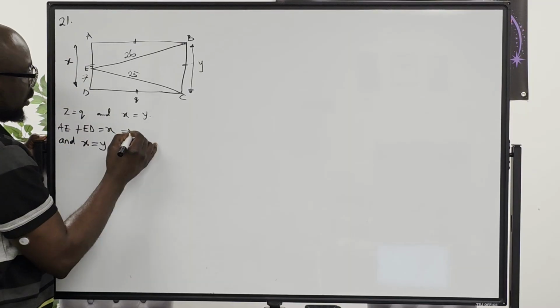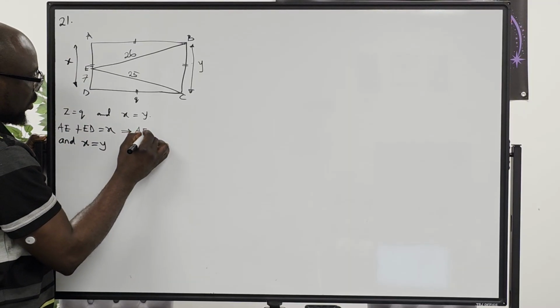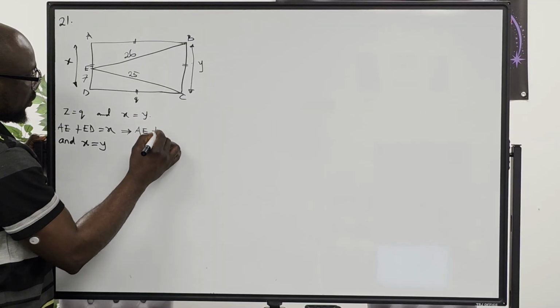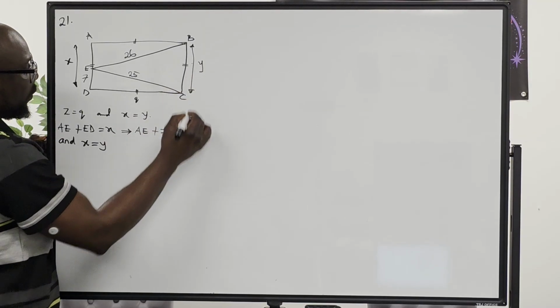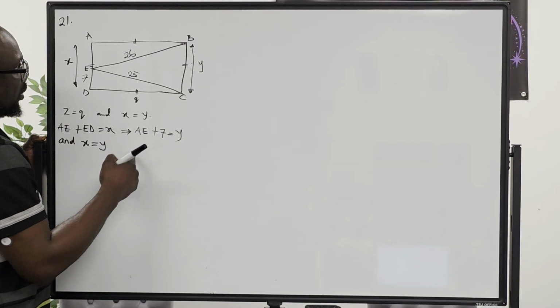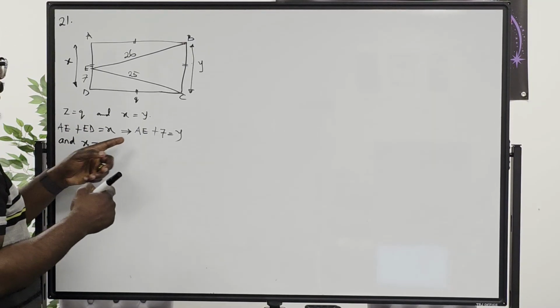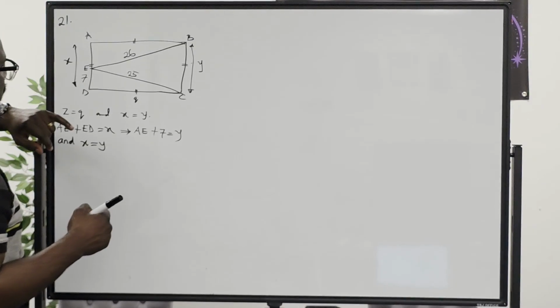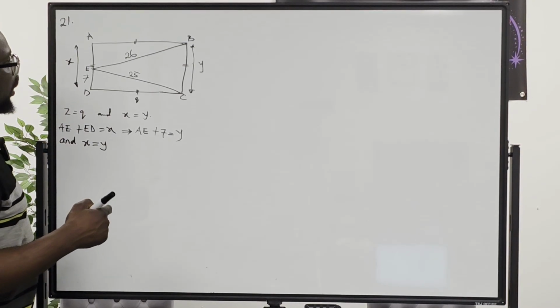We don't know AE, but we know ED, this right here, and we know ED is 7. So if we want to find Y, all we need to do is find AE, right? That's all we need to do. Once we can find AE, we'll find Y. So our job first is to figure out how to find AE.